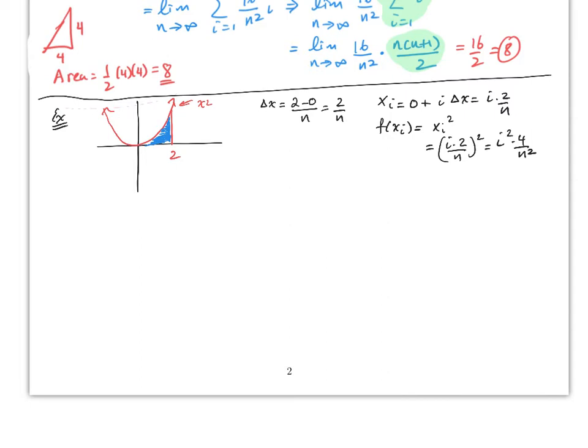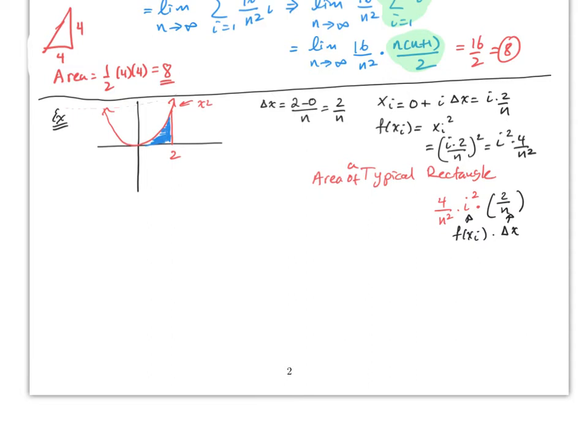So therefore the area of a typical rectangle is going to be f of xi, which will be 4 over n squared times i squared, times delta x, and delta x is equal to just 2 over n. Again, this is f of xi times delta x.